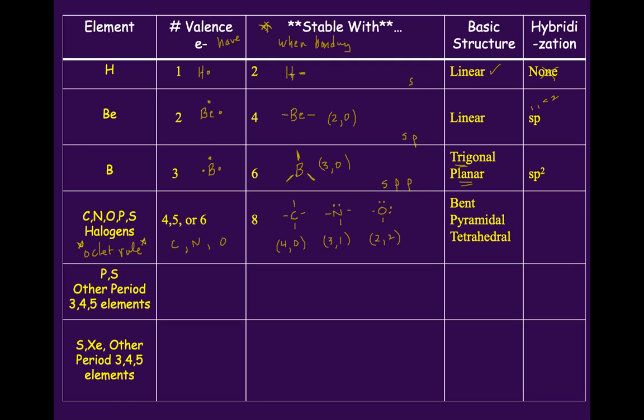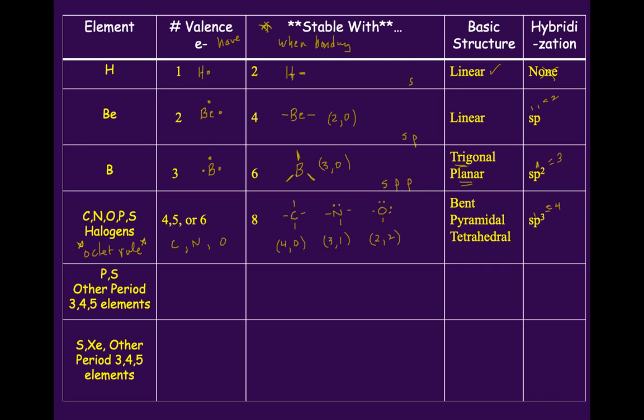Notice that these will be sp3 because they all add up to 4. This adds up to 3 pairs. So the total pairs will always be the adding of the subscripts here, the s and the p. So once you get your total pairs, you'll know what hybridization you have.